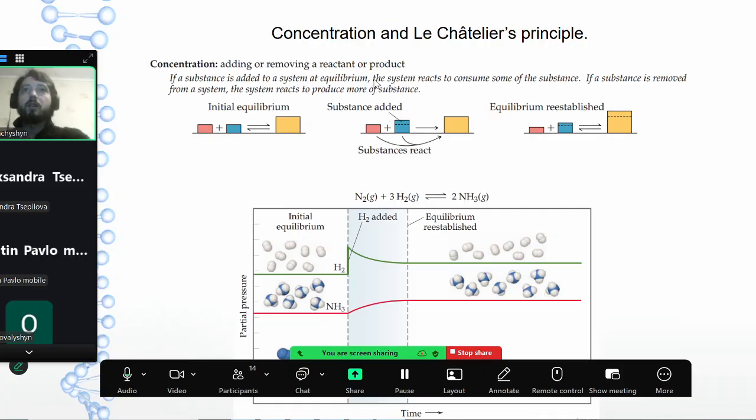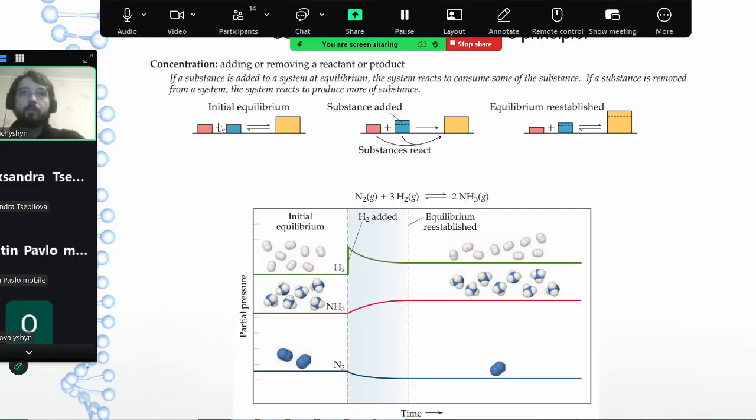Concentration. Let's check what happens when we change concentration in this system. So adding or removing reactant or product may influence the equilibrium. So here are a few nice images. We have some initial equilibrium. We add one of the substances we had, and we achieve a new equilibrium. So here you see that we have a bit more of a product because we added a little bit more of one of the reactants.